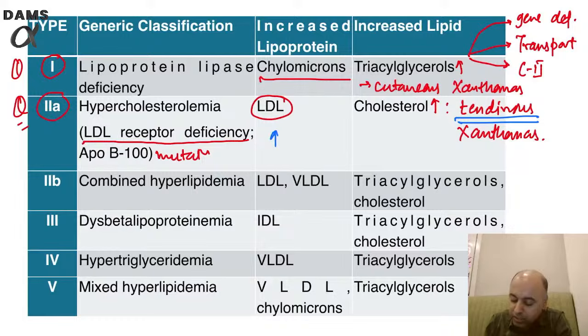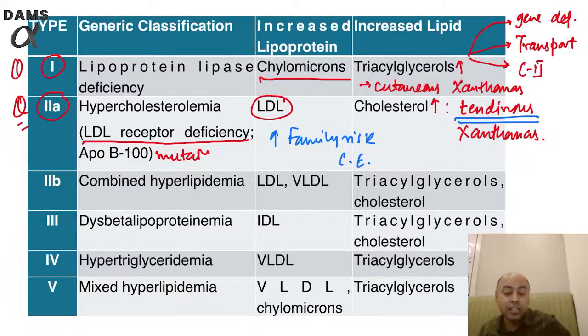In addition, there will be increased family risk or family history of the cardiac event. Okay, so those parts may be given in the question. So 1 and 2A are the ones which are most commonly asked.